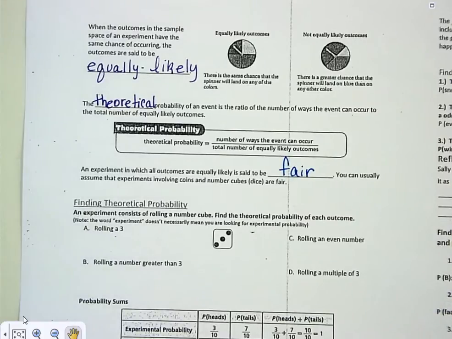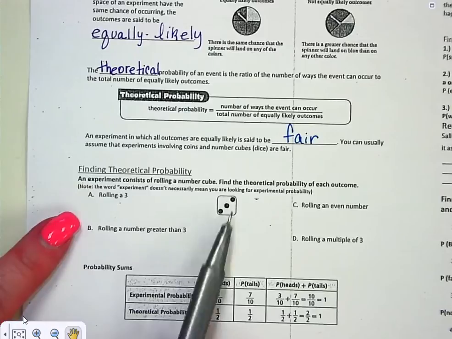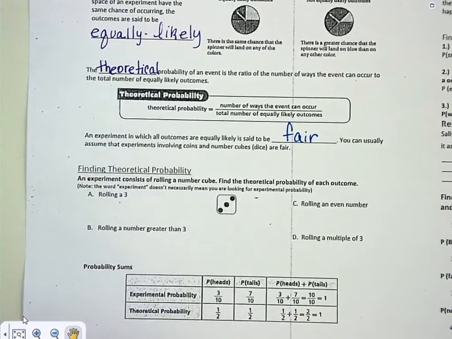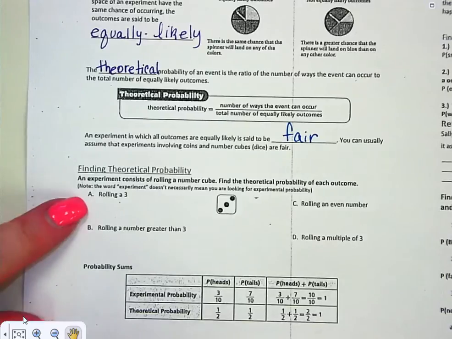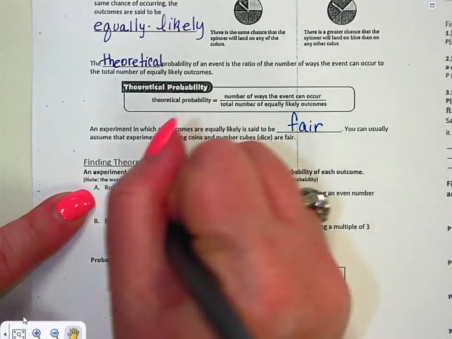All right. Finding theoretical probability. An experiment consists of rolling a number cube. So it wants you to find the theoretical probability of each outcome. Note the word experiment doesn't necessarily mean you are looking for the experimental probability. All right, so we are finding the theoretical. What do we think is going to happen on a number cube? So if we have a dice, how many sides are there? 6. There's 6 sides on a dice. How many of those sides would be a 3? 1. So what is the theoretical probability of rolling a 3? 1/6. 1 out of 6.